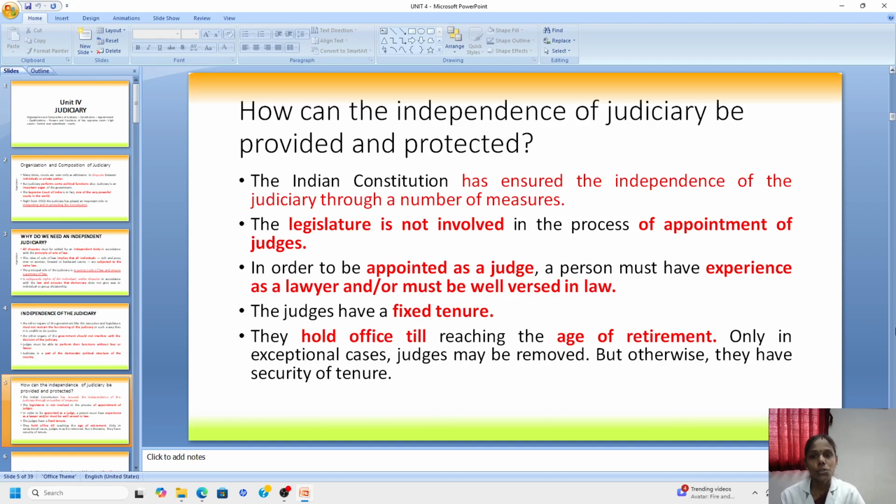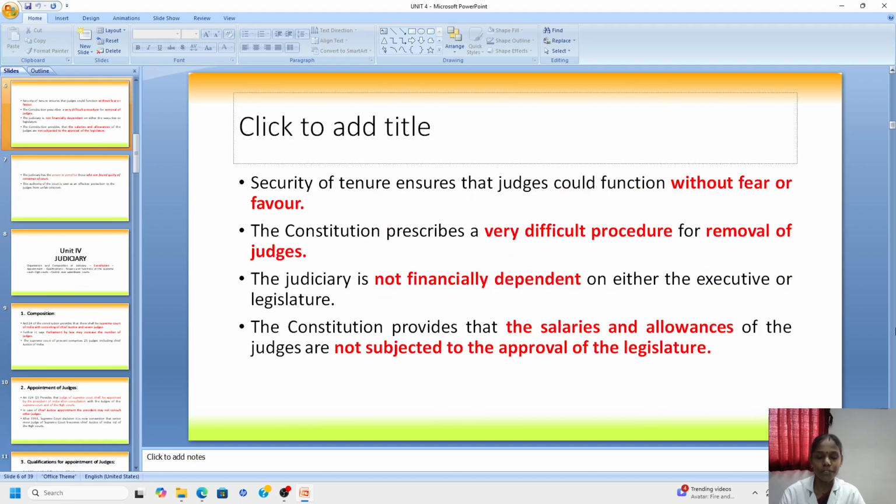The Indian Constitution has ensured the independence of the judiciary through a number of measures. The legislature is not involved in the process of appointment of the judges. In order to be appointed as a judge, a person must have experience as a lawyer or must be well versed in the law. The judges have a fixed tenure. They hold office till reaching the age of retirement. Only in exceptional cases judges may be removed, but otherwise they have security of tenure. Security of tenure ensures that judges could function without fear or favor.